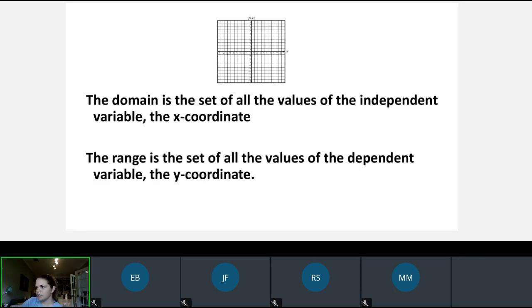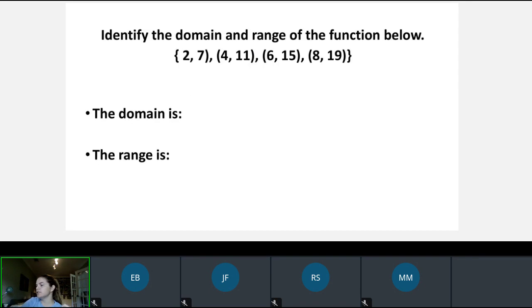All right, another way to describe this is the domain is the set of all the values of the independent variable x. So we're talking about numbers that are moving left and right. The range is going to be going up and down. Those are the y values. So I want you to tell me on this one, what is the domain and what is the range?